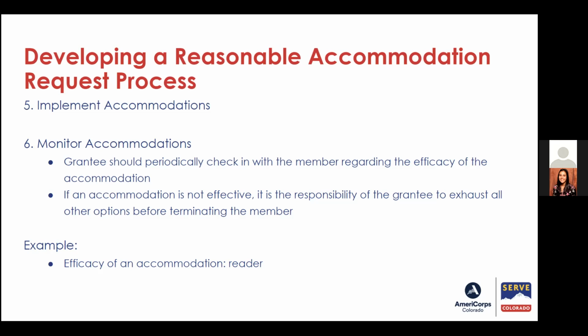I want to share a quick example regarding the efficacy of an accommodation. A member with a vision disability requests that the grantee provide someone to read documents to her that she needs to review daily. The grantee thinks this is too expensive and instead provides the member with a device that magnifies print so she can read herself. The member can read with this device, but with great difficulty and significantly slower than other members in a similar position. Therefore, the magnifying device is not an effective accommodation, since it does not provide this member with the same experience as other members.